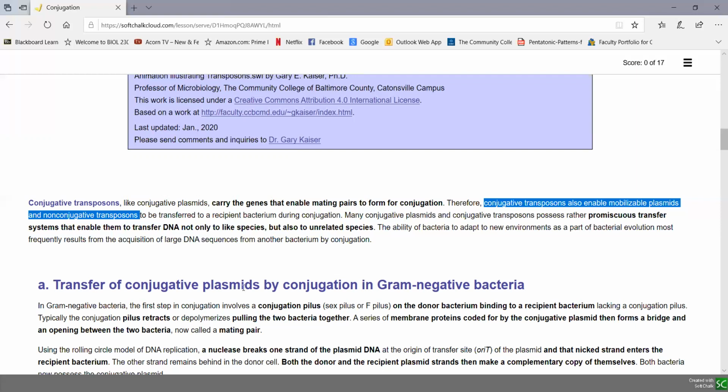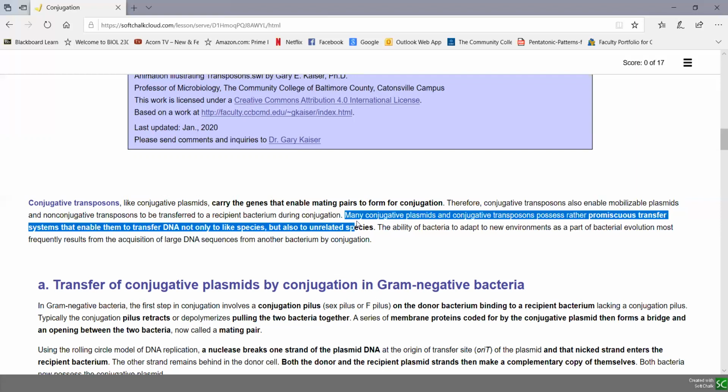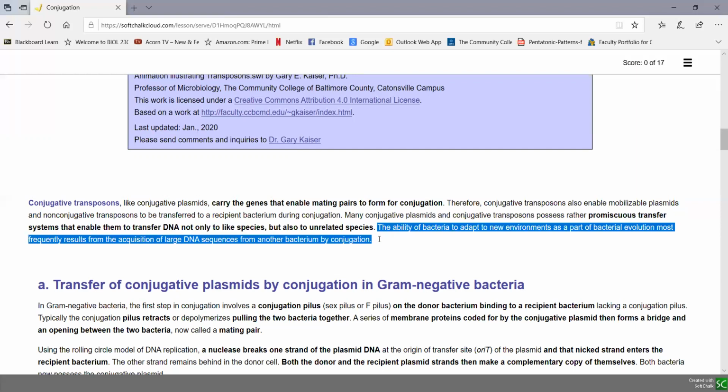And again, with both conjugative plasmids and conjugative transposons, this is a rather promiscuous transfer of DNA. So the DNA is not just being transferred to like species or like strains like in transformation or transduction, but to unrelated species. And again, it's these conjugative plasmids and conjugative transposons that very rapidly allow bacteria to adapt to new environments as a part of their bacterial evolution. Because again, large DNA sequences are being directly transferred from one bacterium to another by conjugation.